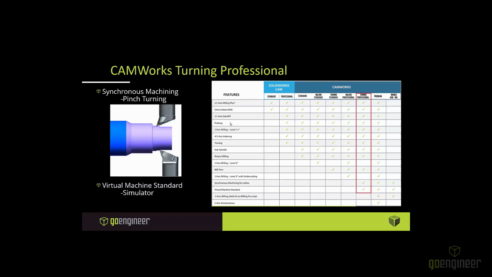Next package up, Turning Professional. We have what we call synchronous machining unlocked, otherwise known as pinch turning, a very efficient toolpath, a very efficient way of cutting. You have to have what is called a dual turret machine. Tools are mounted on the turret in a lathe. They're usually mounted up and behind.